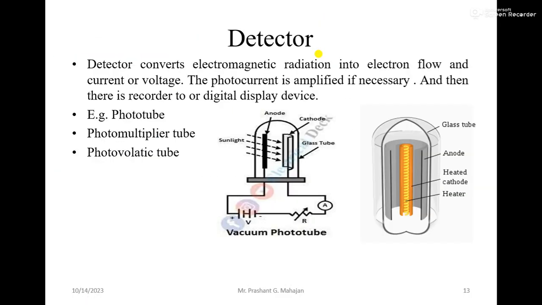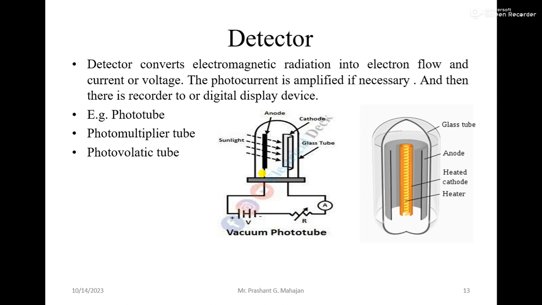You can see that light coming from the sample falls on the cathode, the cylindrical cathode. Then it goes to the anode, then again cathode, anode, cathode, anode. In that way, the light energy is converted into electron flow. So this is called the detector. Next is the amplifier, which amplifies the current if required. And last is the recorder, which displays the reading on the screen. So that is about the instrumentation of the UV visible spectrophotometer.